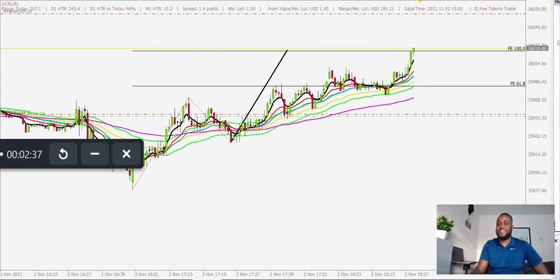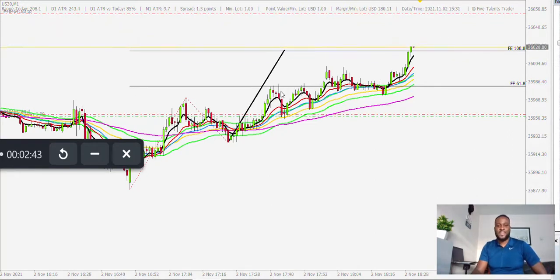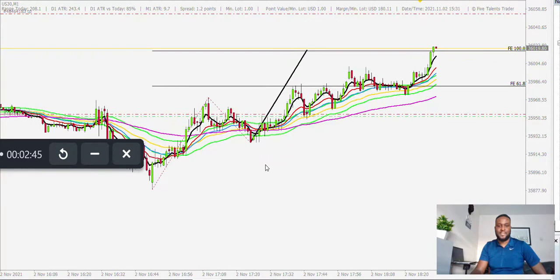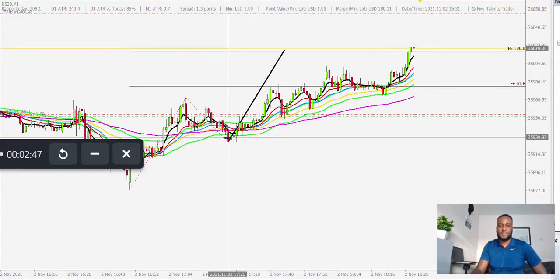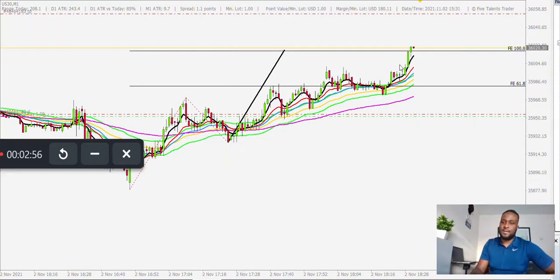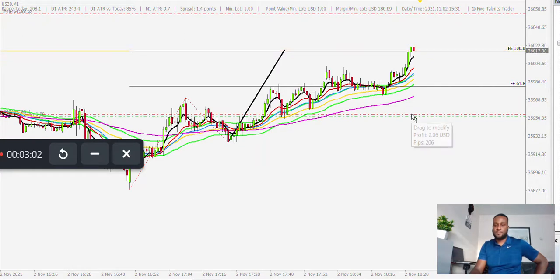So we can see now that price has actually smashed 100% of the ABCD, like we anticipated. It took a long time. It took over 65 candles to do that. So we did it. And I'm just going to wait and wait and wait.